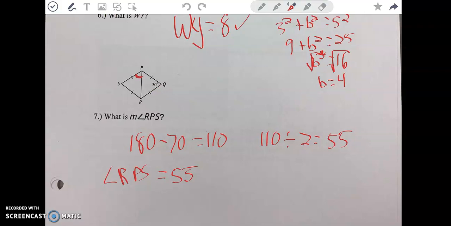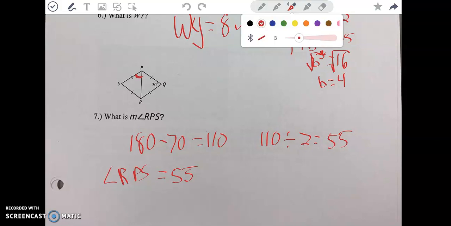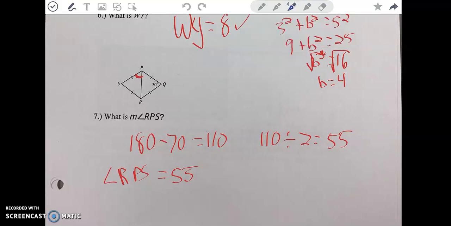Okay, I've marked already what RPS is. So what I do is I'll go to the right triangle first. And I know that that is an isosceles triangle. Well, that right here is 70, so I know that these bottom base angles have to be the same. So what I did was I did 180 minus 70, got 110, divided that by 2 and got 55.